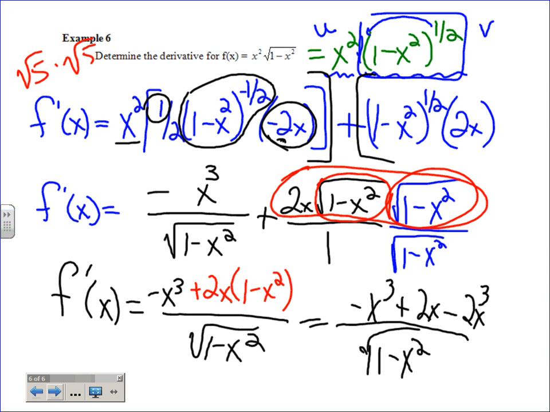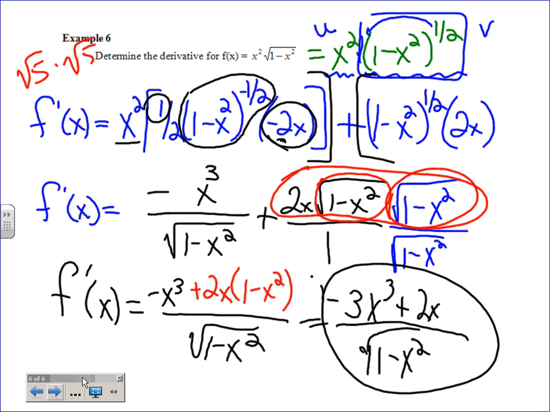Wish these smartboards were bigger. All right. So I'm going to have to cheat a little bit, and I'm going to combine those by some erasing. All right. And so there's a negative x to the third and a positive 2x and a negative 2x to the third. Agreed? Which will all combine being a 2x and a negative 3x to the third, correct? There's your derivative. You could factor an x out of the top if you felt like it. And just remember, that's the shortcut.